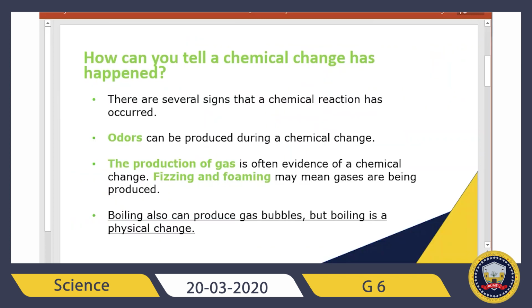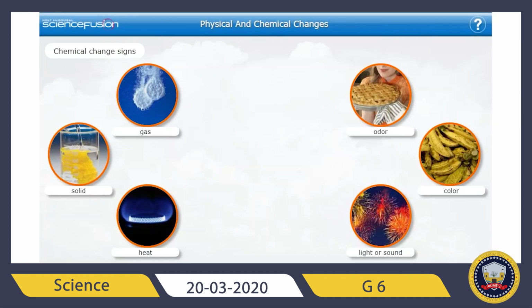We are going to talk about the science of chemical change. How can we tell a chemical change has happened? First, I want to remind you what a chemical change is and what a physical change is.